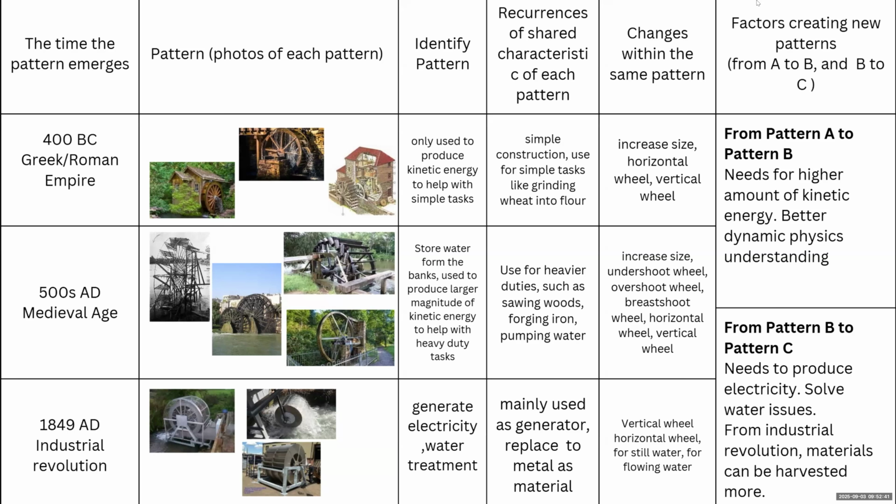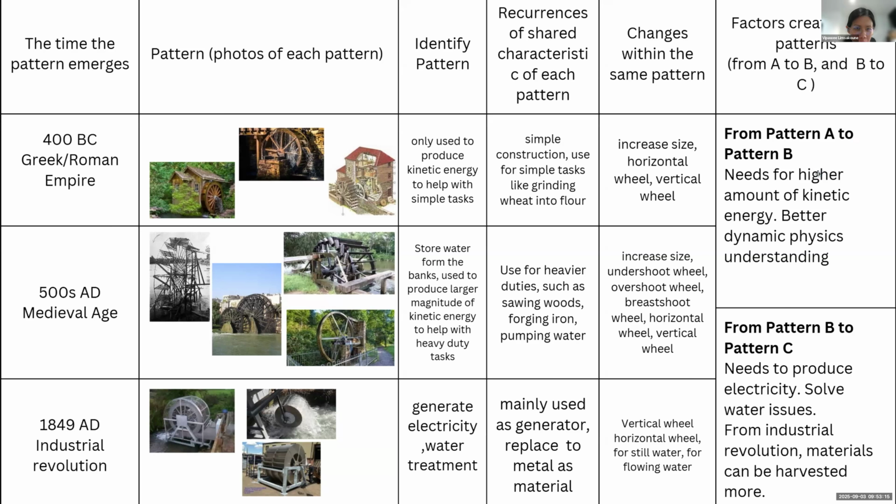Lastly, the water wheel was vastly improved in the Industrial Revolution age. Now it is used mostly for generating electricity, and some are used in water treatment systems. The Industrial Revolution is the age when people needed electricity, and water wheels are one of the many things that can be used to generate electricity. From the Industrial Revolution, materials could be harvested more, so the design of the water wheel could be improved even more.